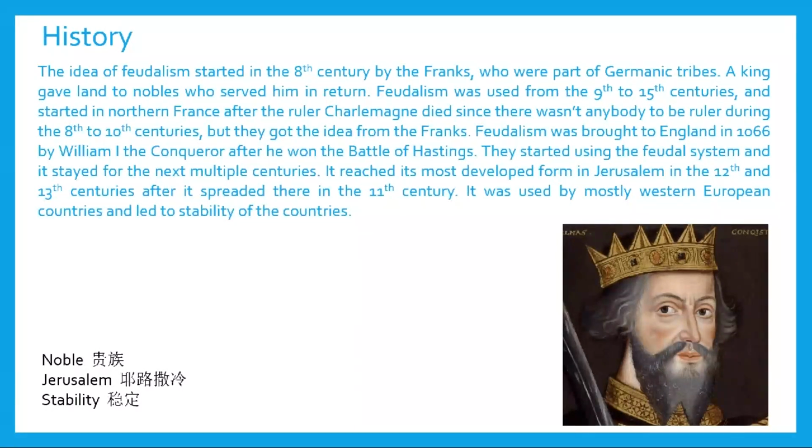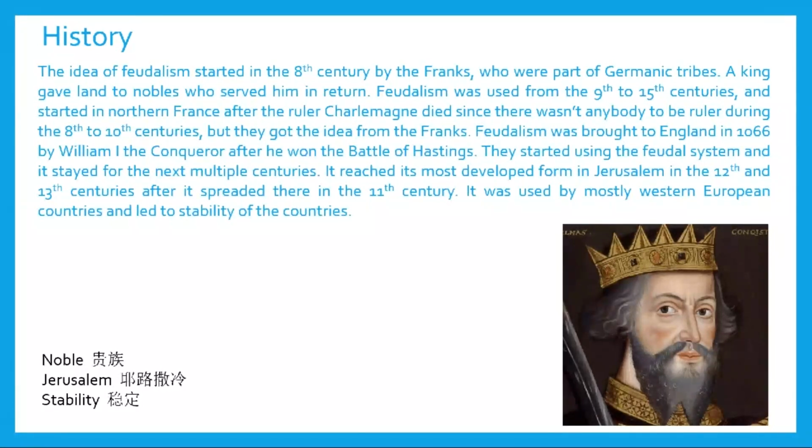Feudalism was brought to England in 1066 by William I the Conqueror after he won the Battle of Hastings. They started using the feudal system and it stayed for the next multiple centuries. It reached its most developed form in Jerusalem in the 12th and 13th centuries, after it spread there in the 11th century. It was used by mostly Western European countries and led to stability of the countries.